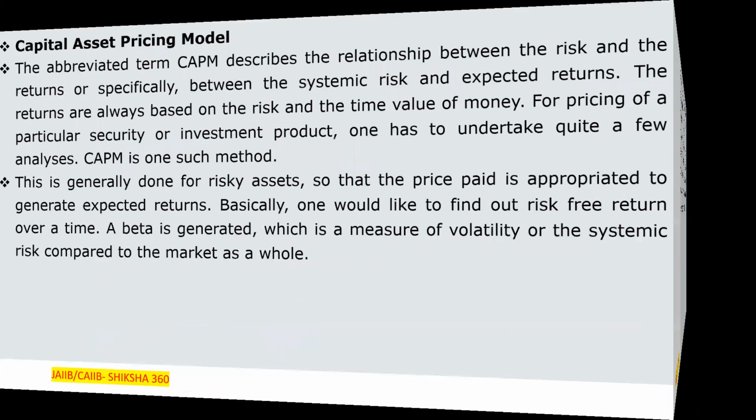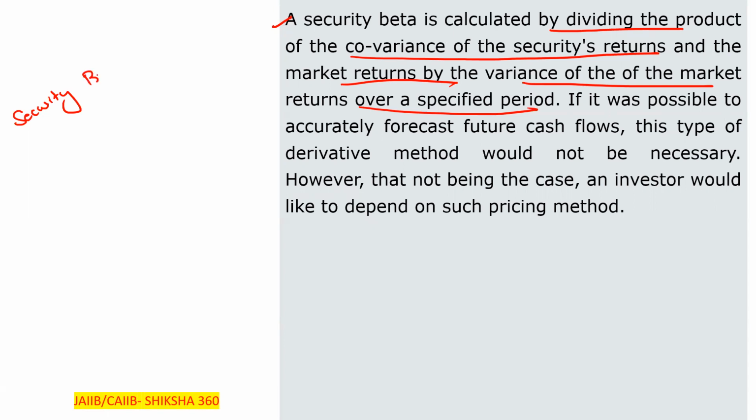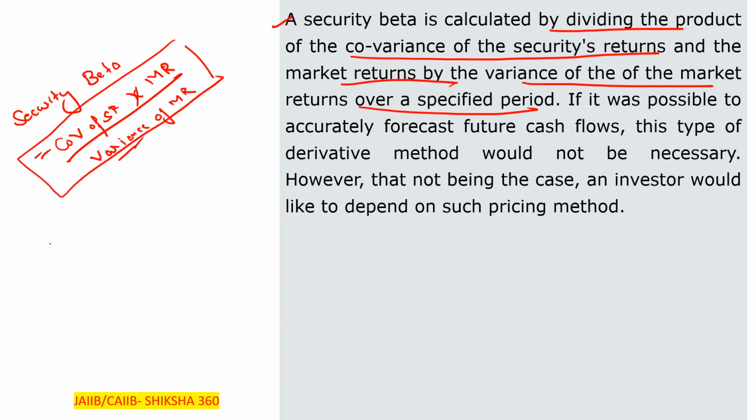Now let's try to understand. Security beta is calculated by dividing the covariance of the security returns and the market returns by the variance of the market returns over a specified period. From that we are able to calculate the security beta.